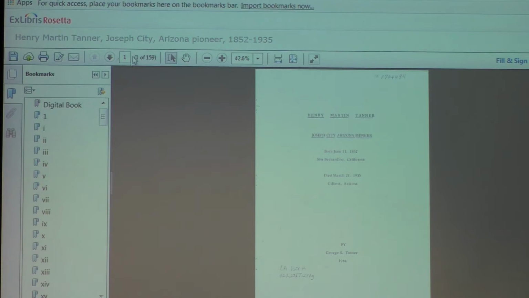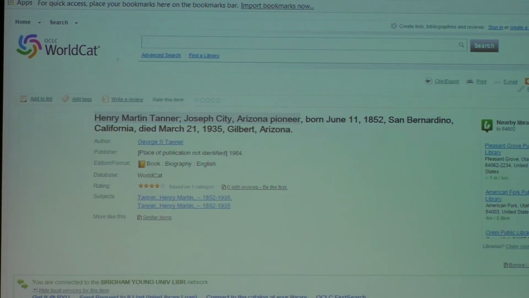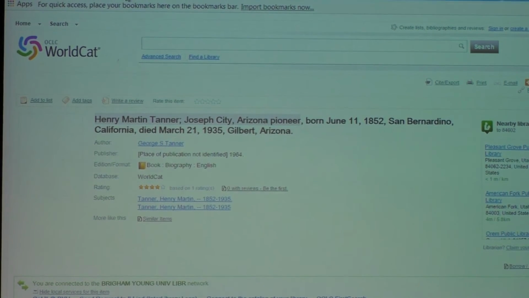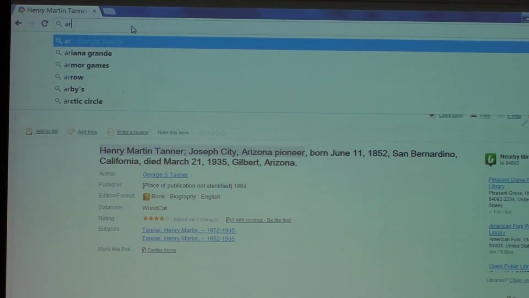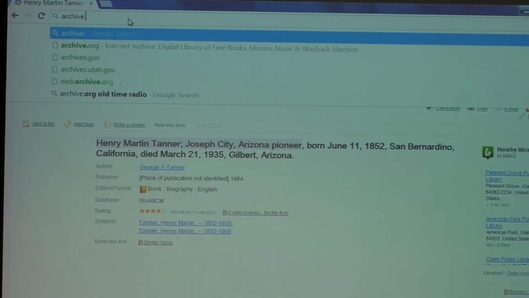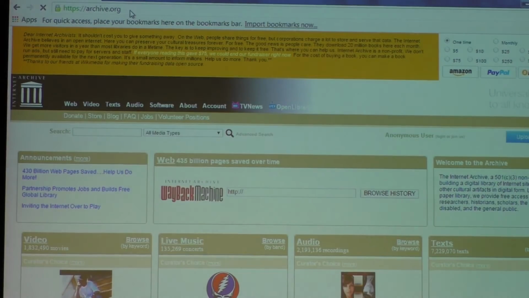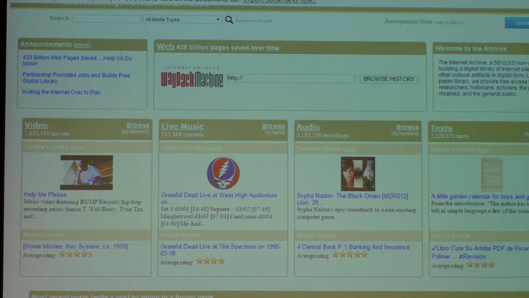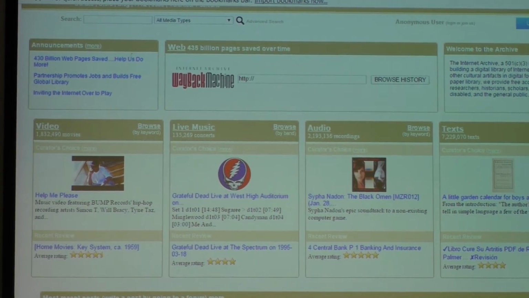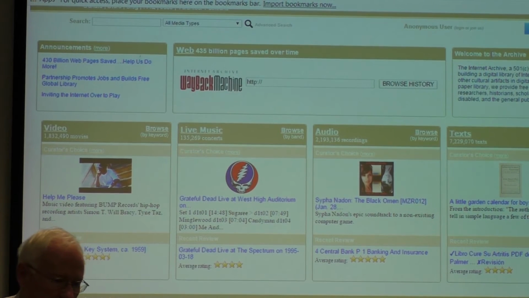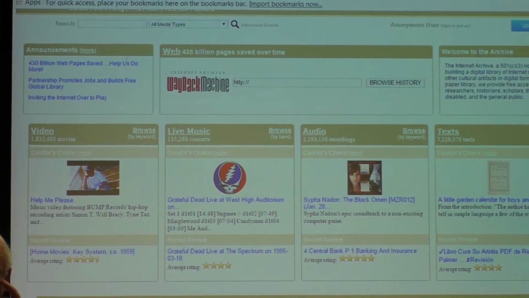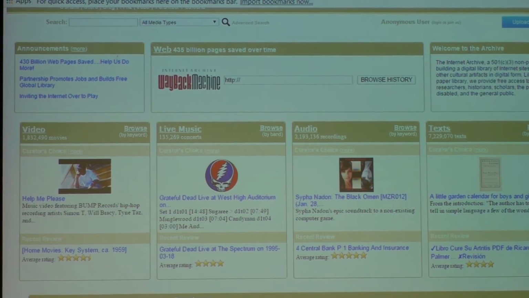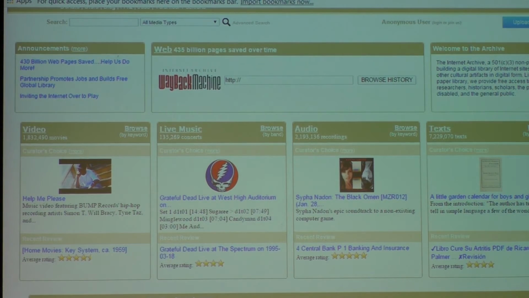Okay, so now what do we do? Well, we can go to some other websites. So the first one we want to go to is archive.org. Now, archive.org is an interesting organization. This is a foundation, and their idea is preservation, all types of preservation. Video, live music, audio, text, everything that's out there.